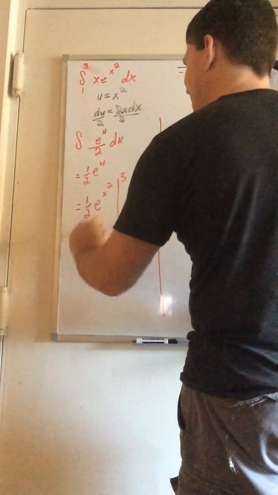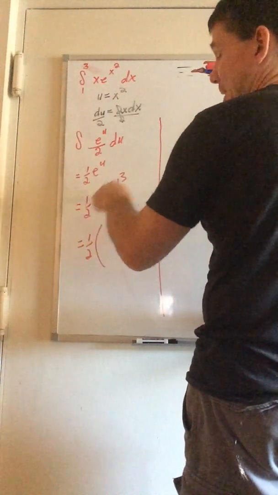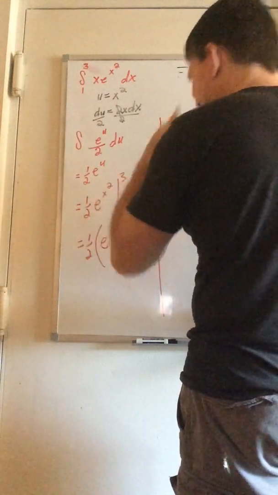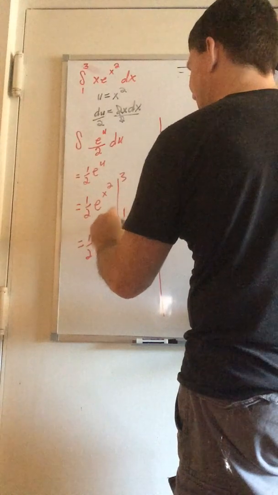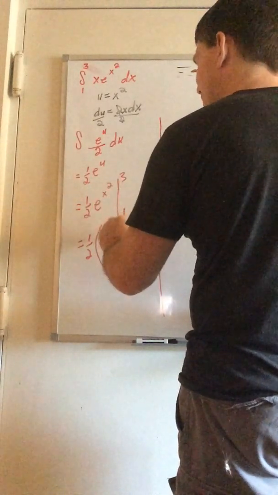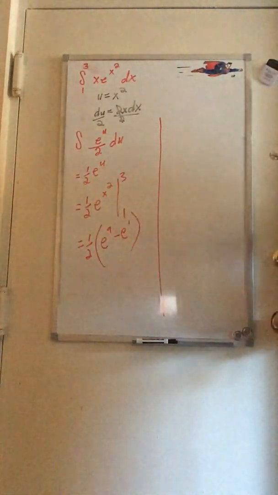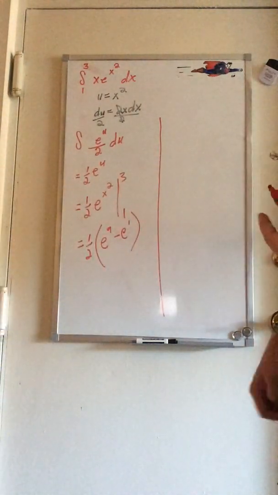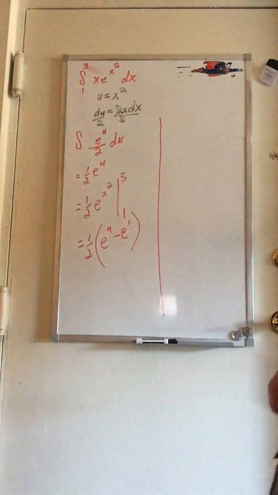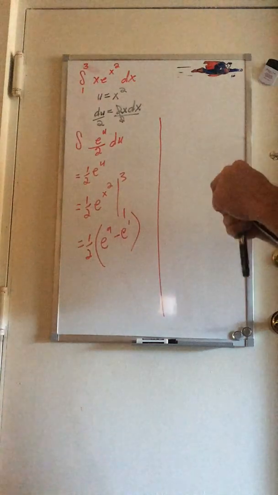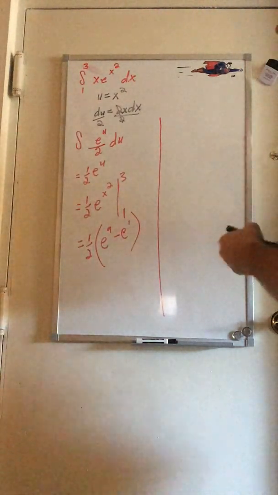I get 1/2. That'll just carry along, so I'll pull it out. If I plug in 3, I get e to the 3 squared, which is 9, minus e to the 1 squared, which is 1. And I know I can just write that as e. I'm just writing it as e to the 1, so it's explicitly clear. And now I have that. And I'm just going to leave it like that over here.